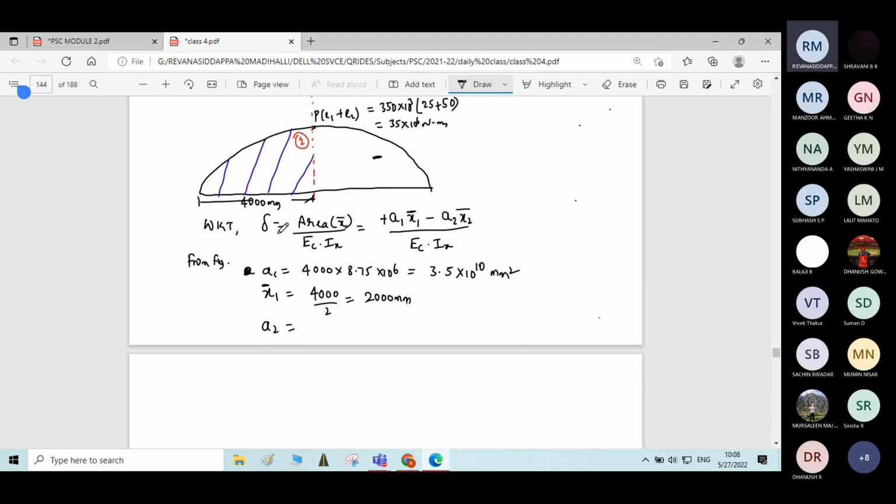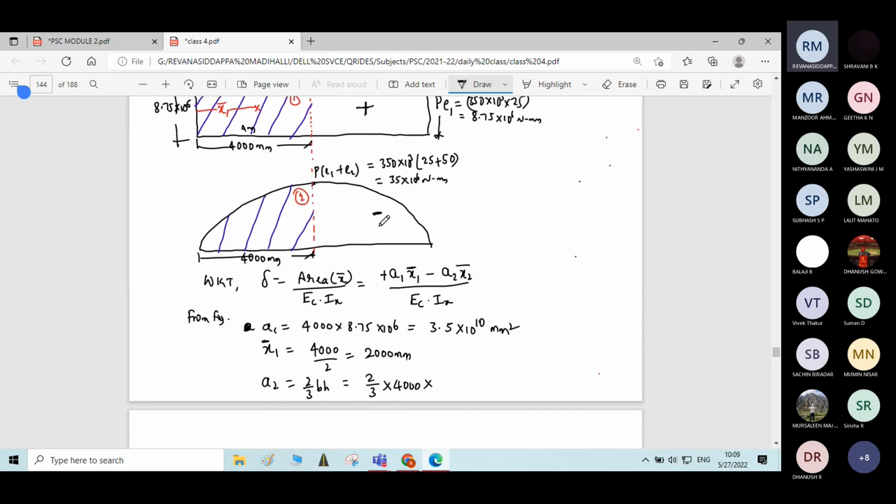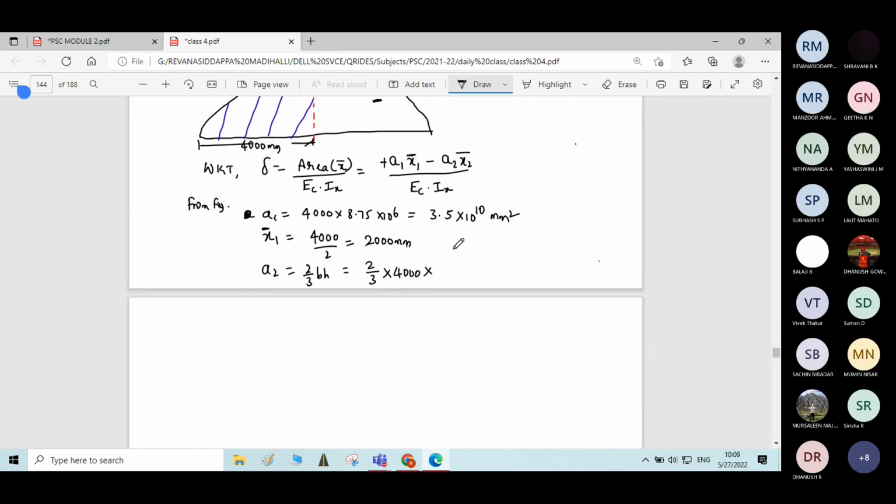We have the formula for finding the area of parabola, that is 2/3 of base into height. 2/3 of B into H is the formula. 2/3 of B is how much? 4000, and height is 35 into 10 power 6. So by this we will get A2 as 9.33 into 10 power 10. Please cross check the answer.